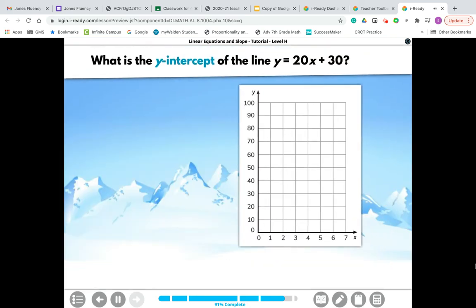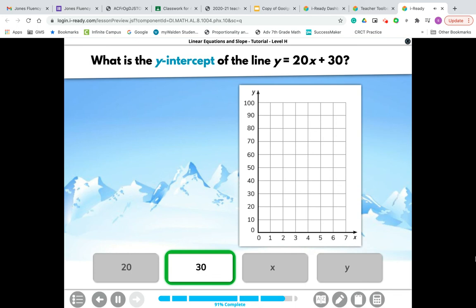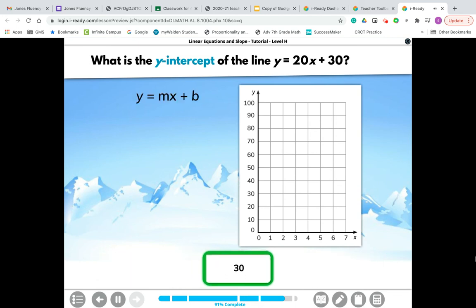What is the y-intercept of the line y equals 20x plus 30? Right. When an equation is in y equals mx plus b form, we know that b is the y-intercept. In this equation, b is 30. So 30 is the y-intercept. We also know that the graph of y equals 20x plus 30 is a line with a slope of 20 that crosses the y-axis at the point 0, 30.